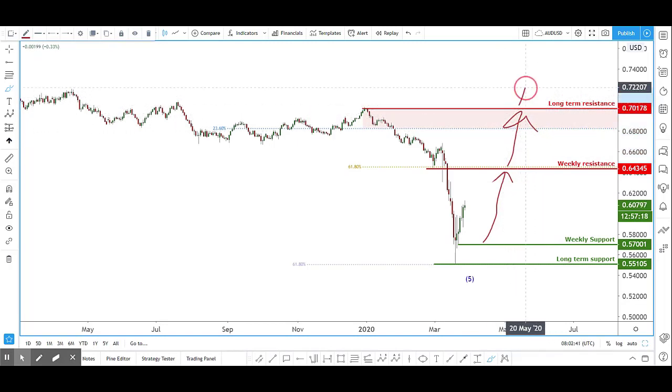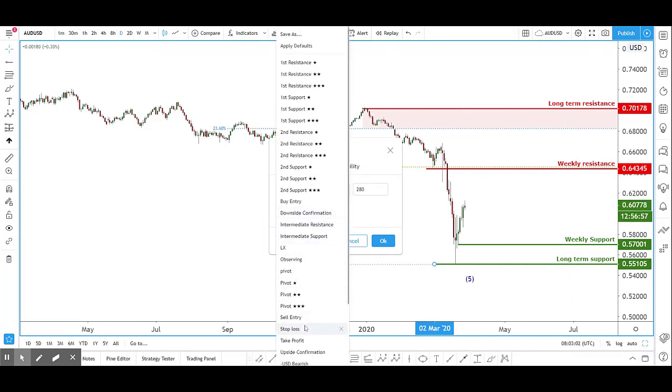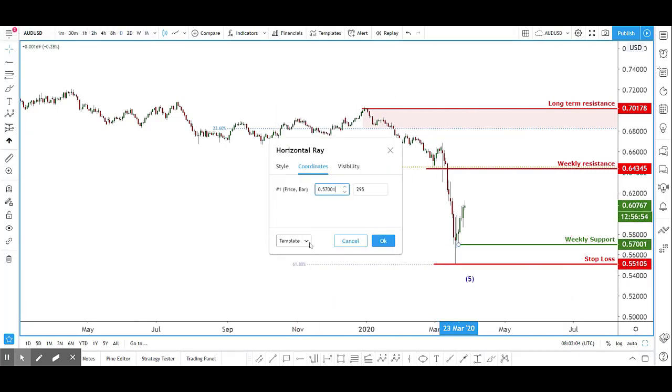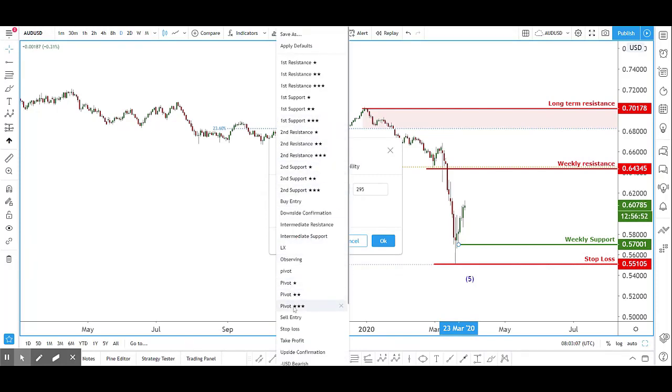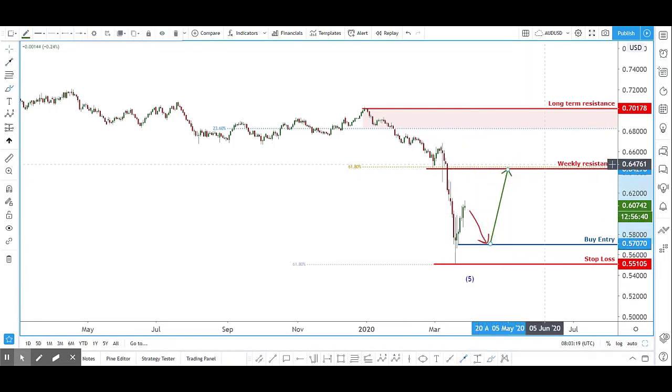Now, should price break above this long-term resistance, then we can confirm that in the bigger picture, there's a recovery on the way. When price drops so strongly, what I would like to do is to wait for any pullbacks, right? And in this case, I would actually use this long-term support as my stop loss, and I'll use this weekly support probably as my buy entry. And what I'll do is wait for price to pull back towards this buy entry before I go for a long, with this as my first take profit and this as my second take profit.